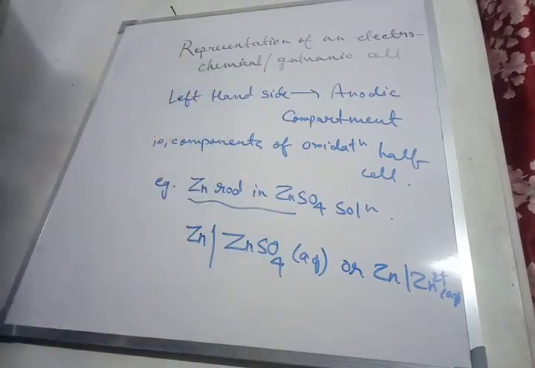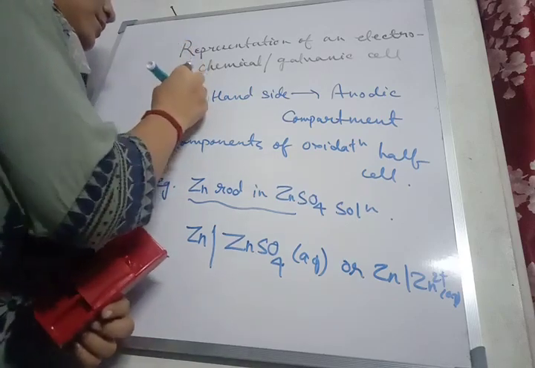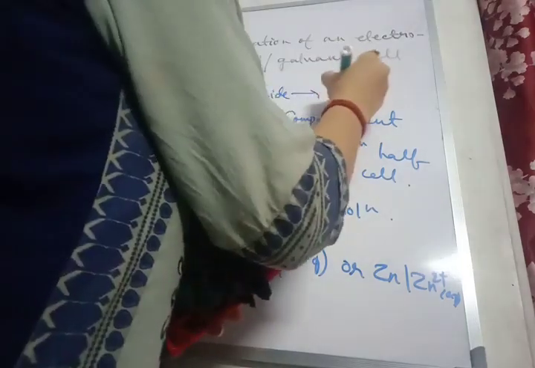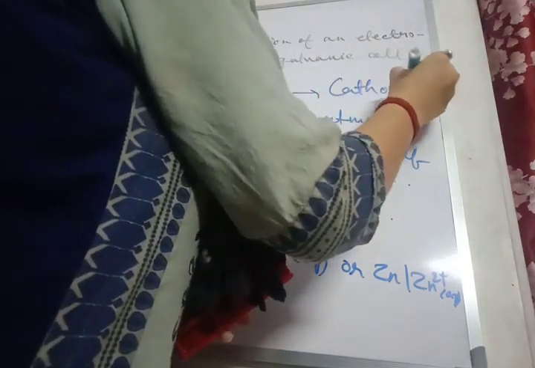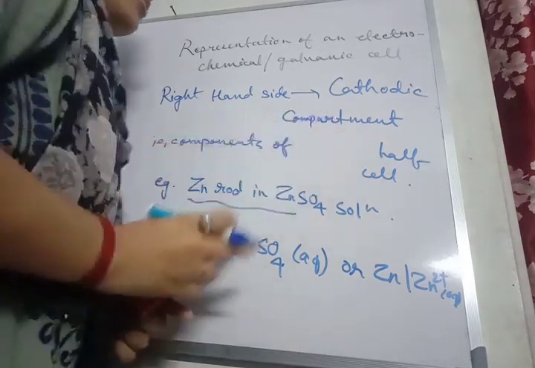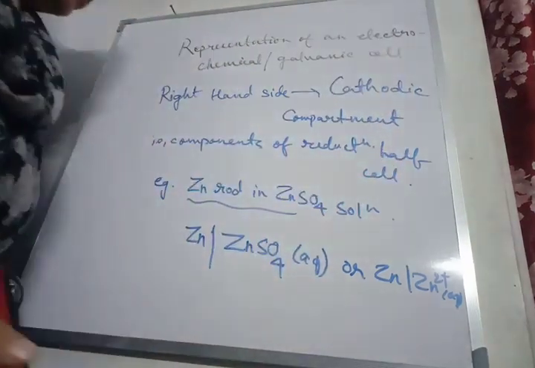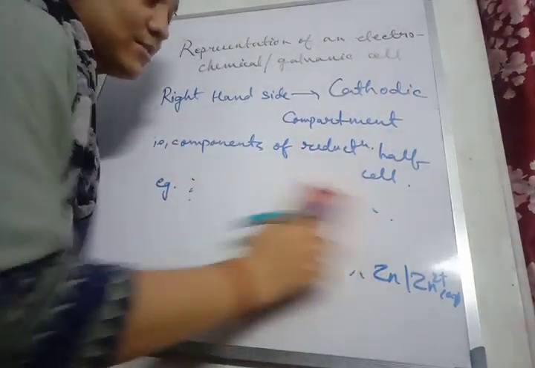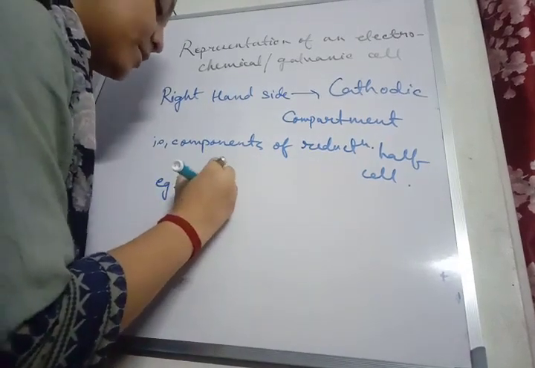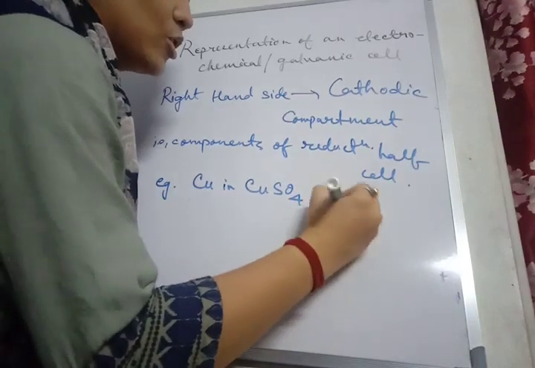Now the right hand side will be my cathodic compartment. That means components of the reduction half cell. Here the example I'll give is the same thing that we did in the last class: copper in copper sulfate solution.